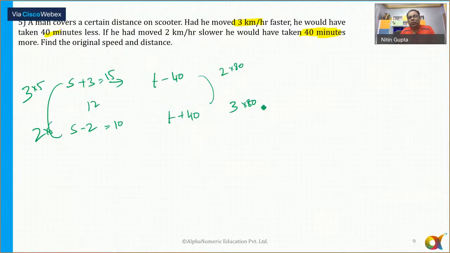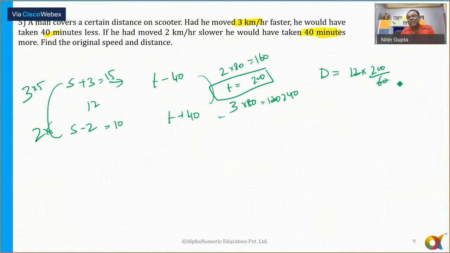So 3 into 80 is, for example, how much? 120. Okay, 80, that is 240. So T, or this is 160. So the time T will be, comes out to be how much? 200 minutes. So you can say 200 plus 40, 200 minus 40. So we know that speed is equal to 12 and time is 200. So distance is equal to, speed is 12 and the time is 200 by 60. So 12 5s are 60 and 200 by 5 is equal to 40.